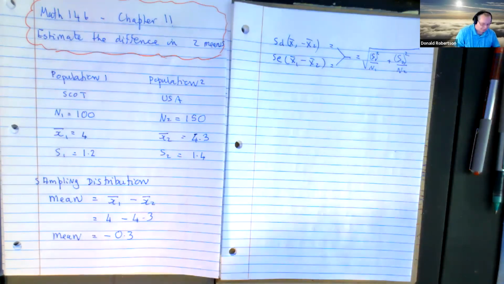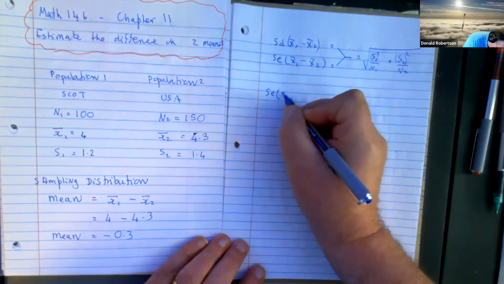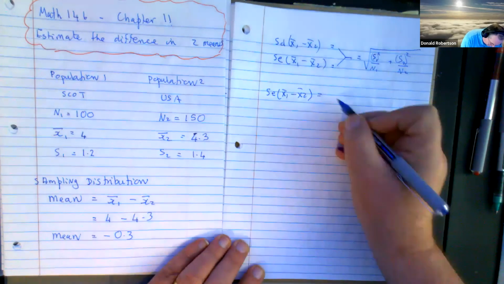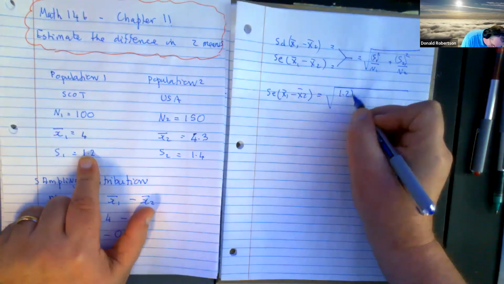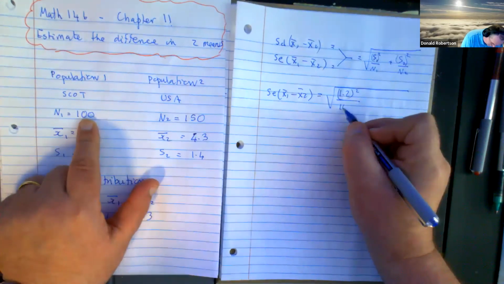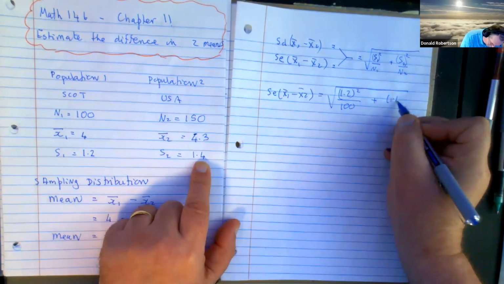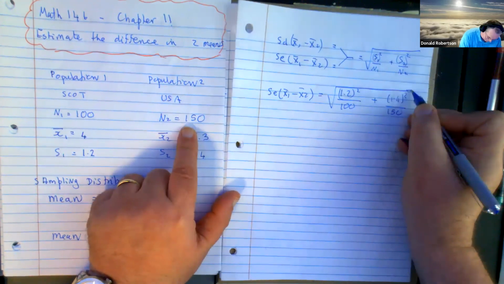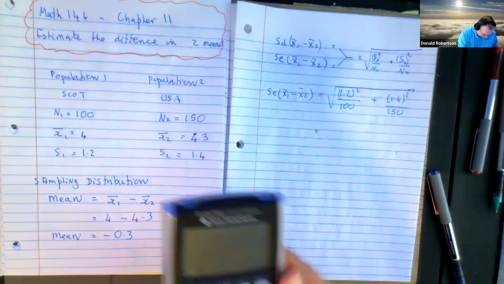Right. So back to this story here. If I wanted to find the standard error of the difference between the two groups of people, it would be the square root of 1.2 squared over 100 plus 1.4 squared over 150. So if I calculate the standard error here, it's going to be this ugly fella.